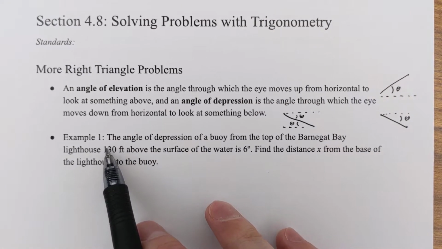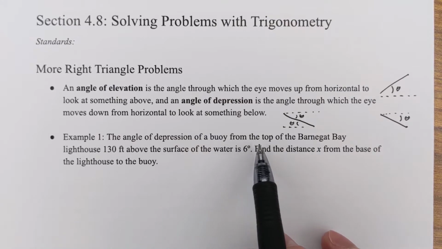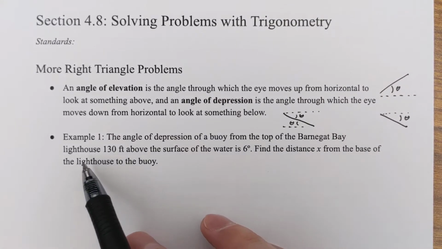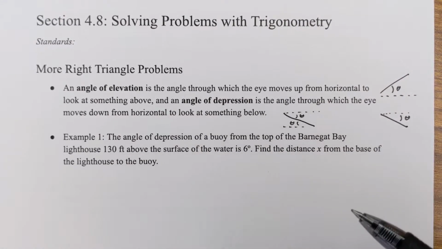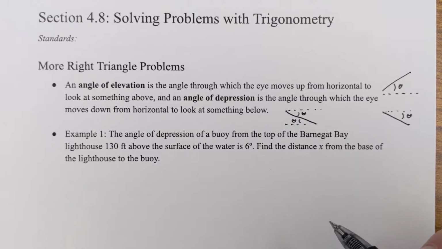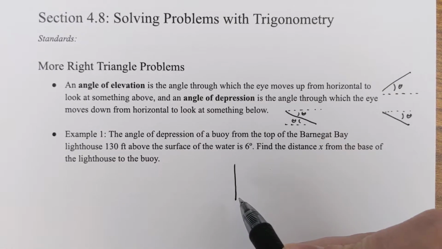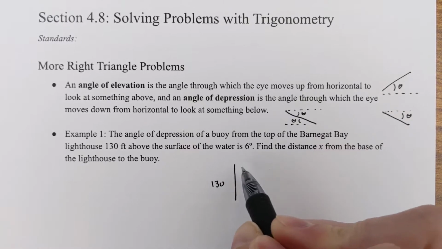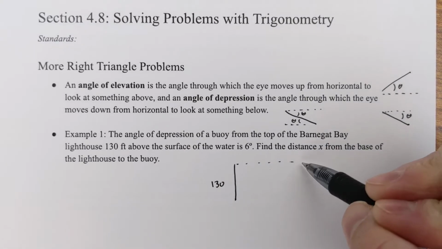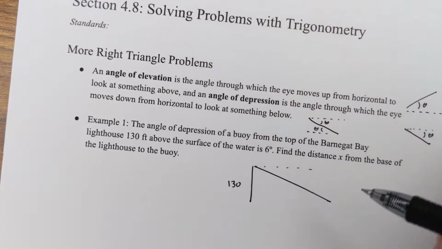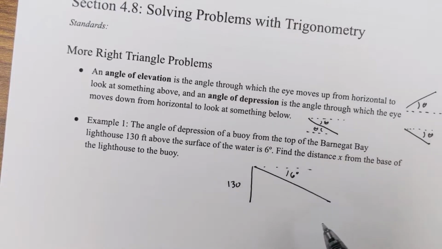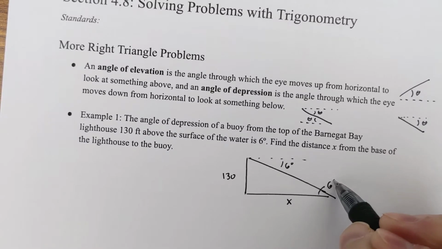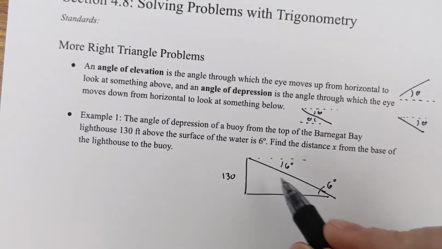All right, so example 1: the angle of depression of a buoy from the top of the Barnegat Bay Lighthouse, 130 feet above the surface of the water, is 6 degrees. Find the distance x from the base of the lighthouse to the buoy. So we have our lighthouse, which is 130 feet tall. We have an angle of depression. So this angle is 6 degrees, and we want to find the horizontal distance here. Now the thing is, this is also 6 degrees, because if I was at the buoy, I have to look up.